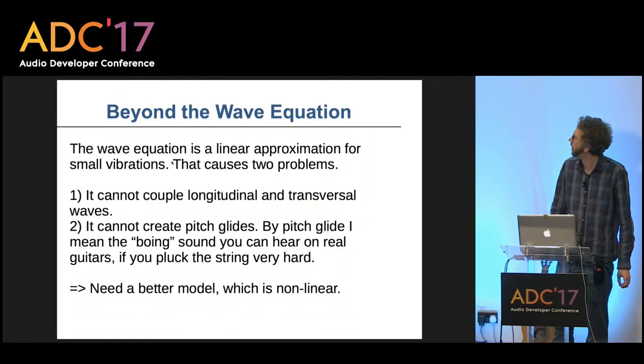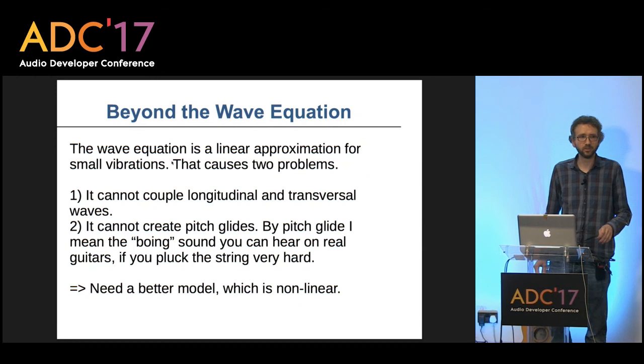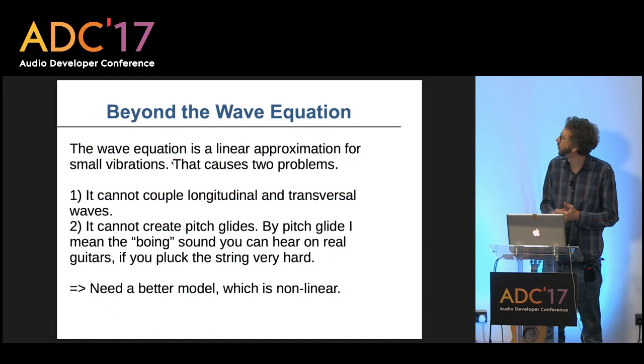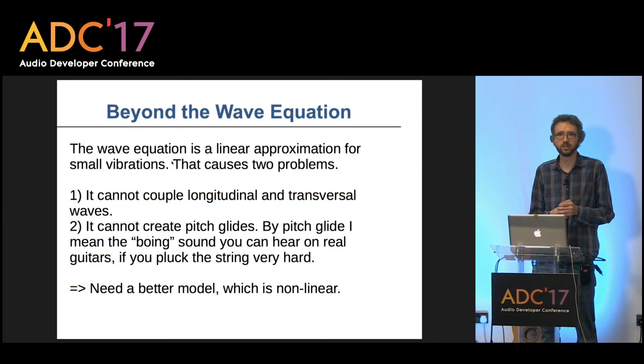Okay, so up to now we have always been using the ideal wave equation. It has some shortcomings. There are two problems with the ideal wave equation. Firstly, it cannot create pitch glides because the tension on the string is always the same. There's no modulation in tension.